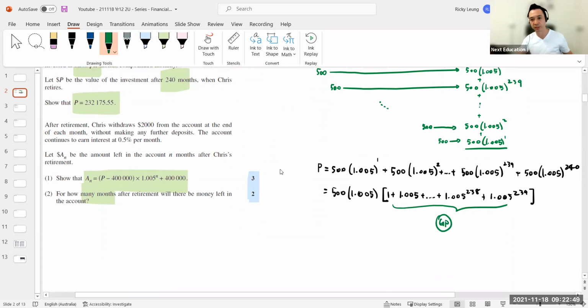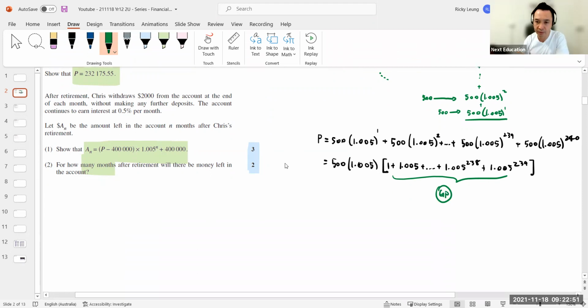How much vertical space do I have? Not bad. Where a is 1, the ratio is 1.005, and n is 240, because it's 239 there, but there's 1 at 0, so 240. So this is very textbook. There's nothing fancy about this one so far.